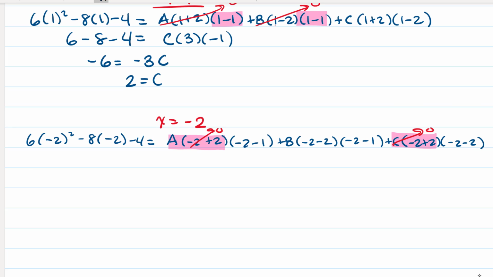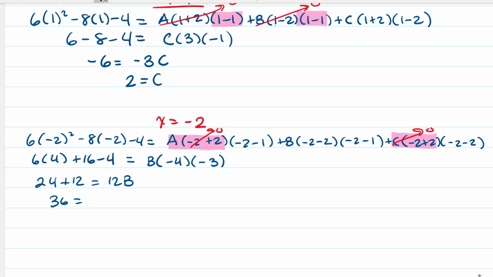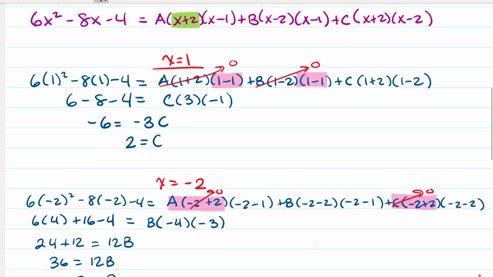So I get this is going to be 6 times 4 plus 16 minus 4 is b times negative 4 times negative 3. So 24 plus 12 is equal to 12b. 36 is 12b, so b is 3. And then you just have to try it for another x value, so we go up to the top.